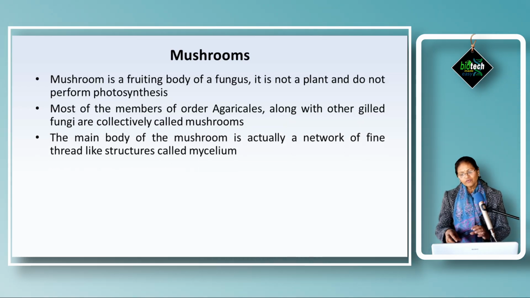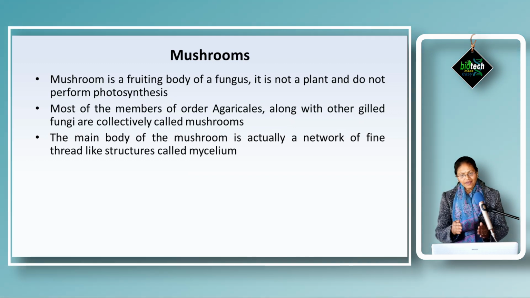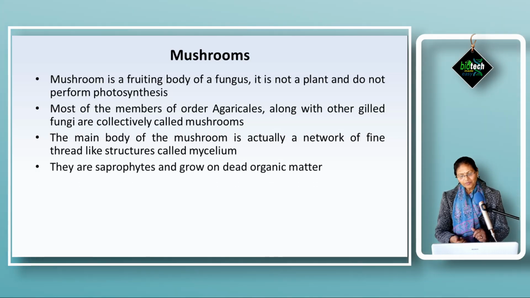So the main body of the mushroom is actually the network of thread-like structure, which is called the mycelium. And when the mushrooms grow wild, this mycelium is underground, so you cannot see that. What you see is the fruiting body or the reproductive body. They are saprophytes, that means they can grow on dead organic material.